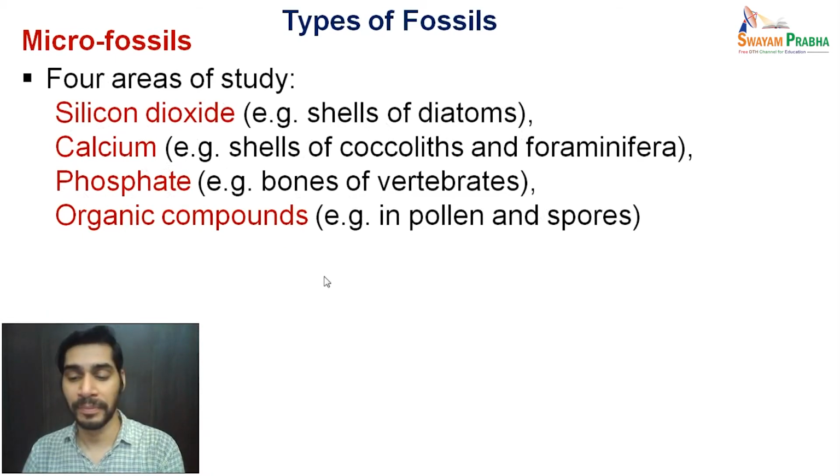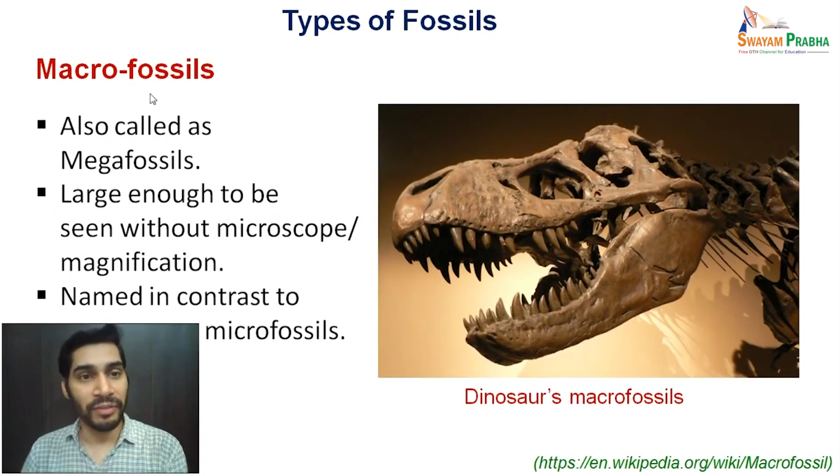In contrast to microfossils, here we have the macrofossils. As the name suggests, they are macroscopic in nature. That means they are large enough to be seen without any use of a microscope or magnification. They are also called megafossils. Here you can see a macrofossil of a dinosaur, which is large enough. You don't require any magnification or microscope to view it.